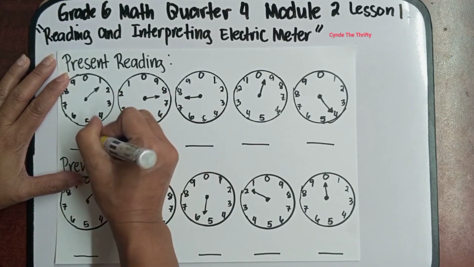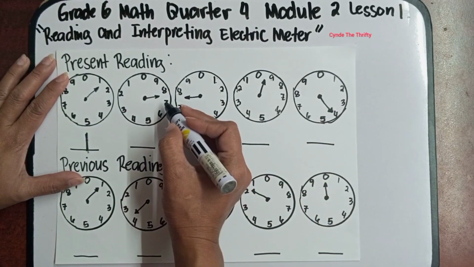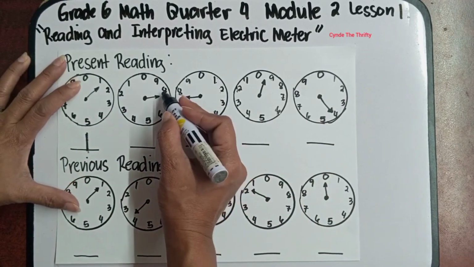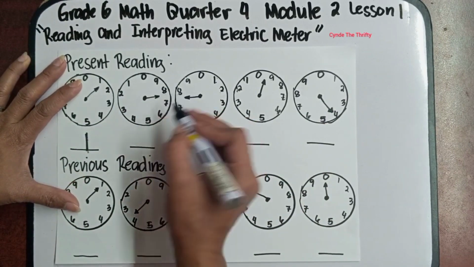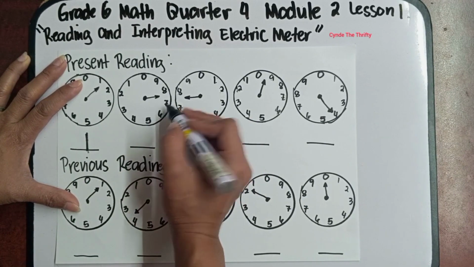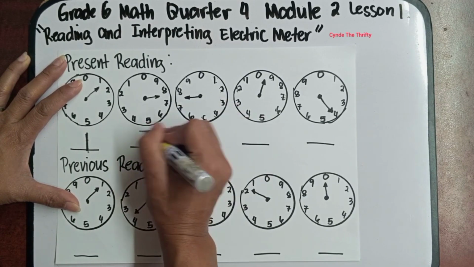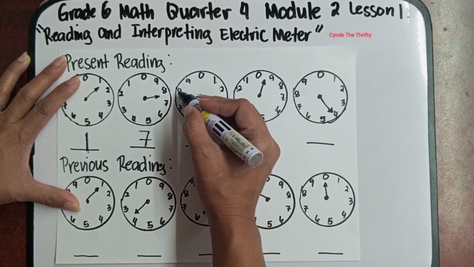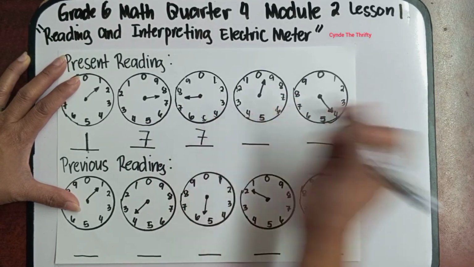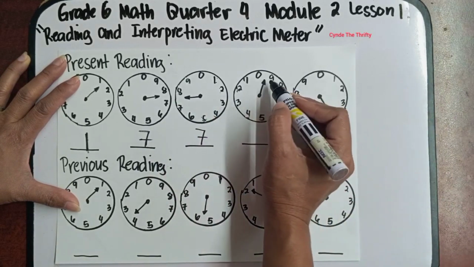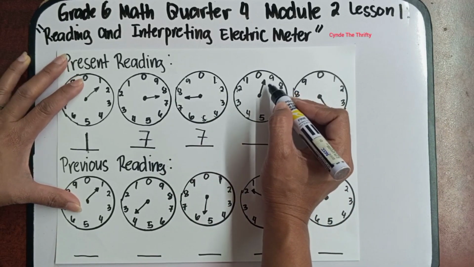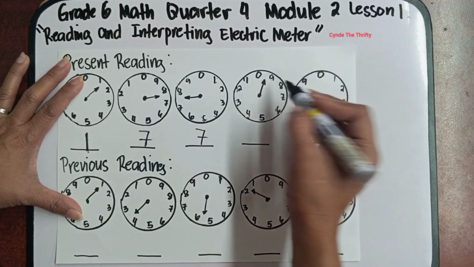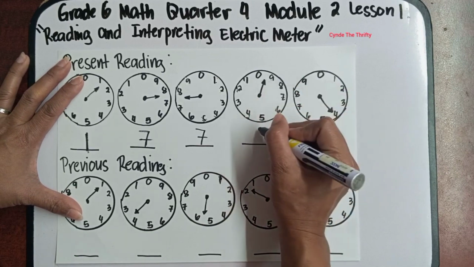And next is between 7 and 8. Kahit na mas malapit siya sa 8, ang isusulat natin is ang maliit. So, 7. Next is between again 7 and 8. 7 again. Pagkatapos 0, between 0 and 9. So, ang gagawin natin is 0 and 9 ang isusulat natin si 9.